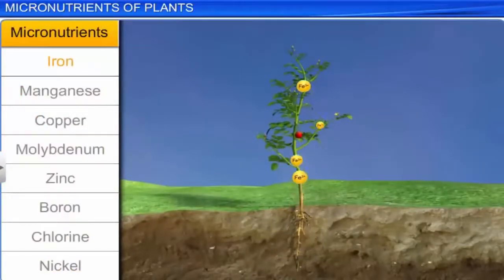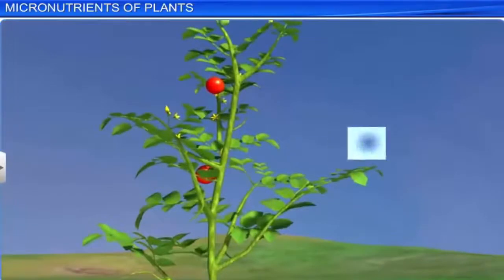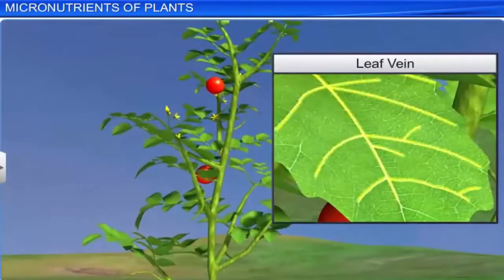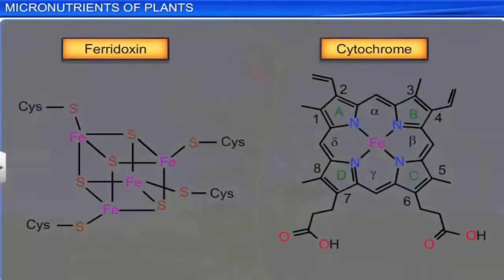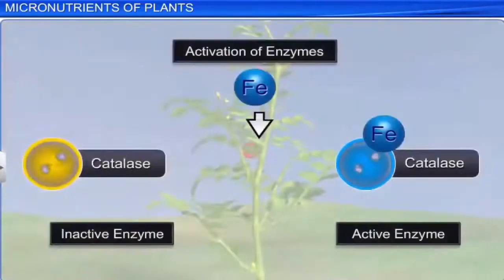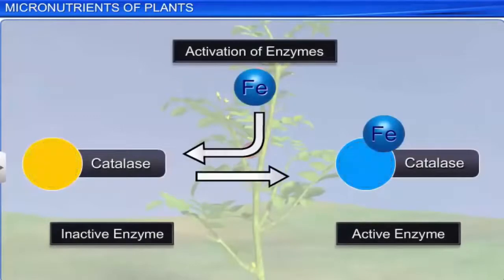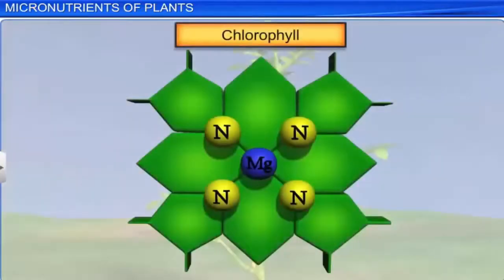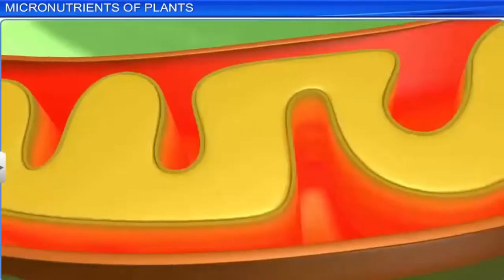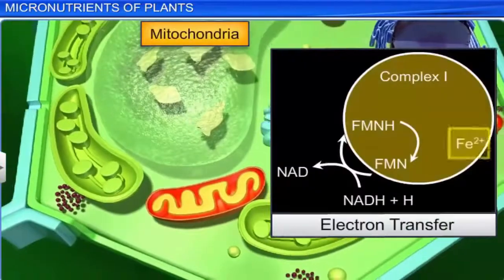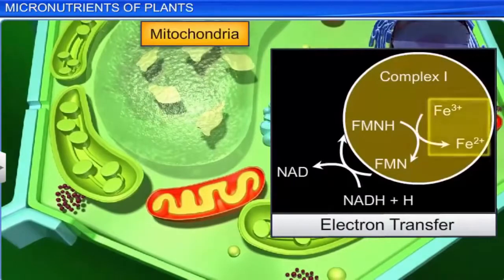Iron is taken in by plants in the form of ferric ions. It is seen along the leaf veins and is a constituent of ferredoxin and cytochromes. It activates the enzyme catalase and is essential for the formation of chlorophyll. It is reversibly oxidized from Fe2+ to Fe3+ during electron transfer.